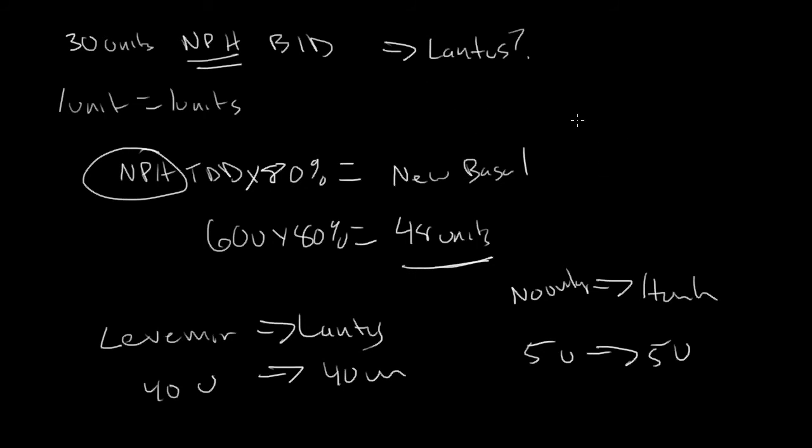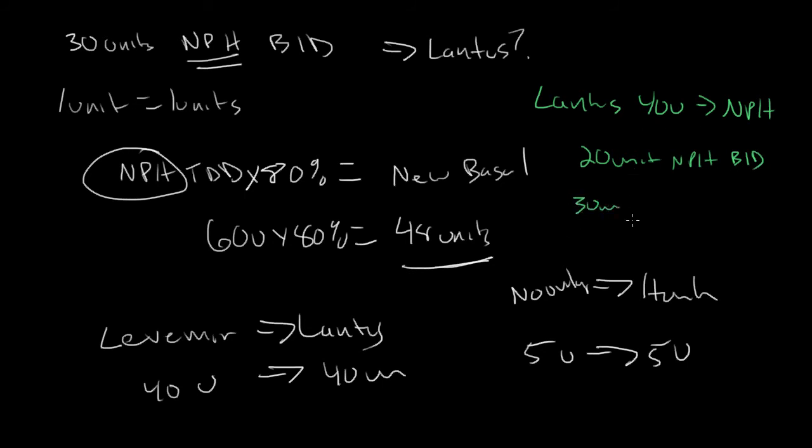Now conversely, if you're converting back to NPH, you don't add anything, you just do it directly. So if I'm going to go, let's say, from Lantus 40 units to NPH, I'll just take that 40 units and do it twice a day. So I'll do like 20 units of NPH BID. Or some people like to do 2/3, 1/3, where they'll give like, let's say, 30 units in the morning and then 10 units at nighttime. But those are different ways you can do it.